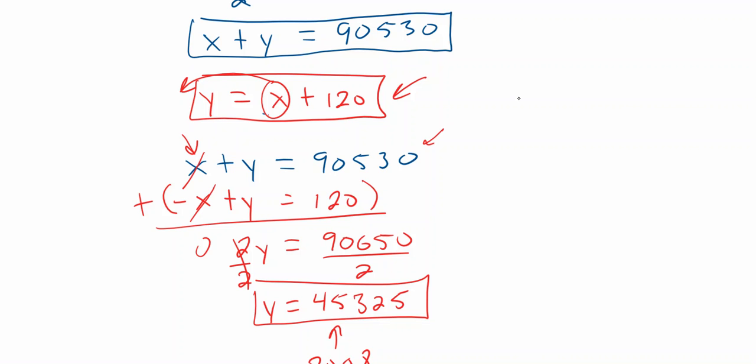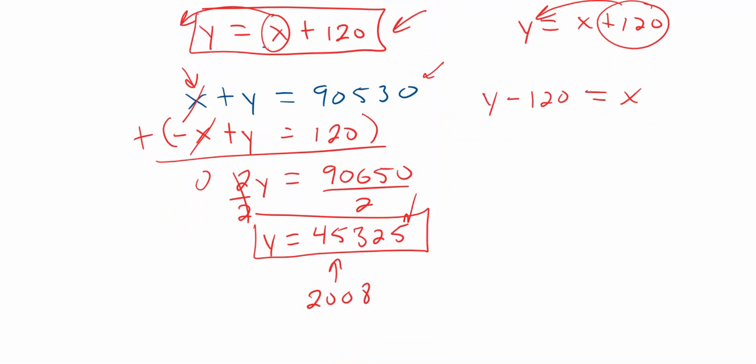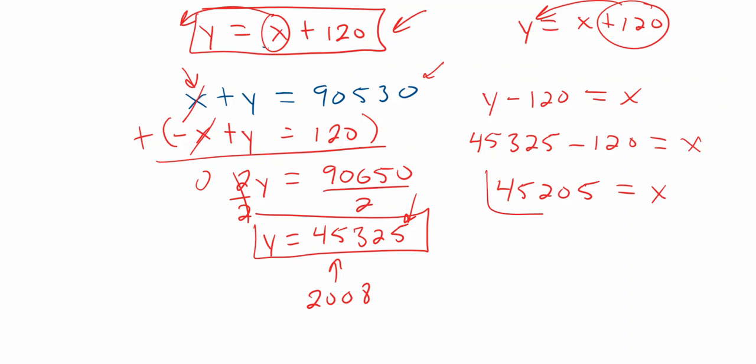So if I started with Y is equal to X plus 120, here, why don't I just take this 120 and bring it over here? So now we've got Y minus 120 is equal to X. And now we know what Y is, right? Y is 45,325 minus 120. So then that's equal to X. So then minus 120. So we get 45,205 is equal to X. Okay, so that was the attendance of the people in 2006.